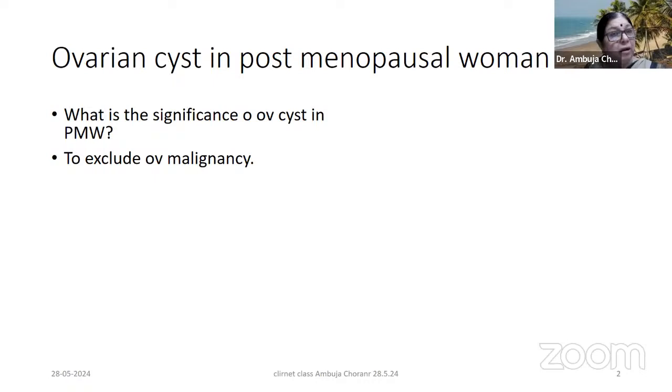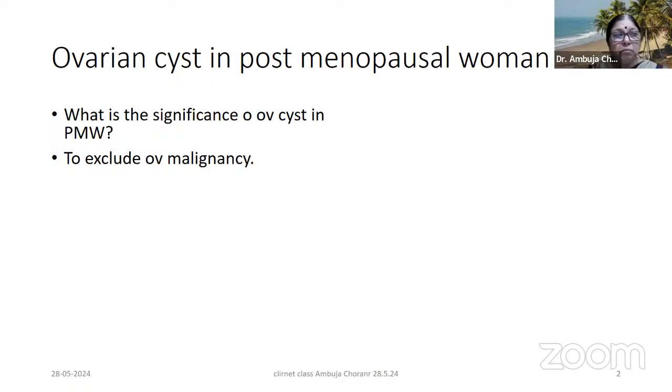99% we can say. But for that 1%, we should never ignore, and you should investigate and give that assurance to the patient that it is a benign cyst. That is the importance of the ovarian cyst in postmenopausal women.